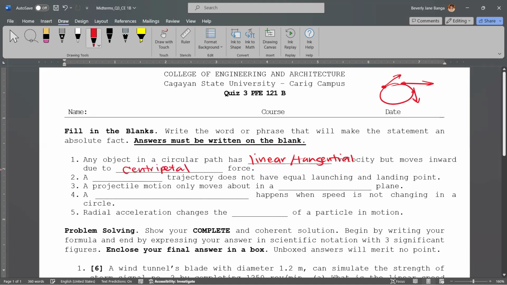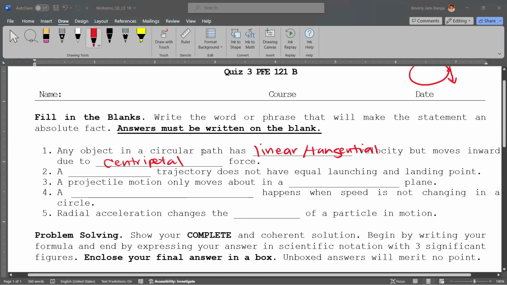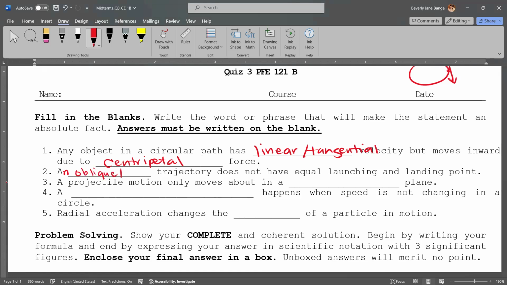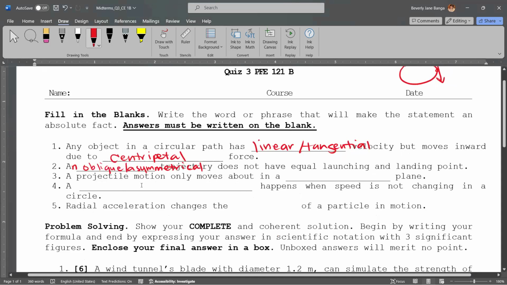So, may mga sumagot class ng tawag dito, ng centripetal acceleration. I did not accept that kasi acceleration is not a force. It's different. So, proceed tayo sa number 2. A blank trajectory does not have equal launching and landing point. There are some students who corrected me. I'm sorry, the article is wrong, so this should be "an". But anyway, an oblique or an asymmetrical, yung sagot dito. Trajectory does not have equal launching and landing point.